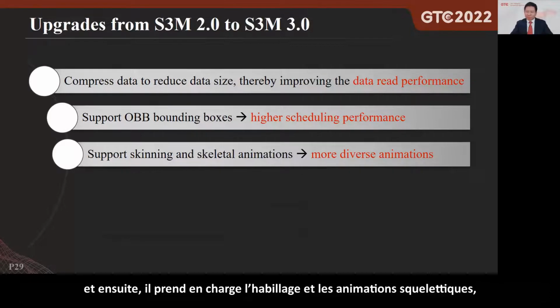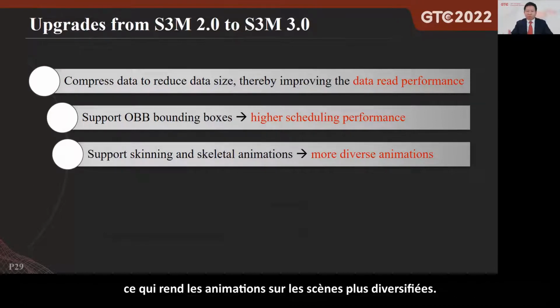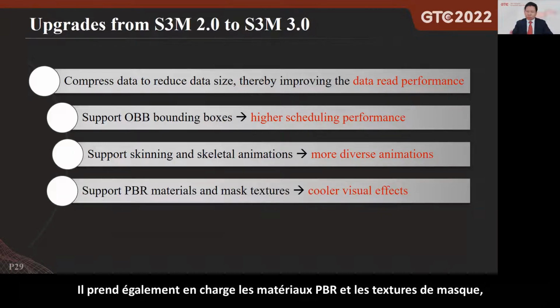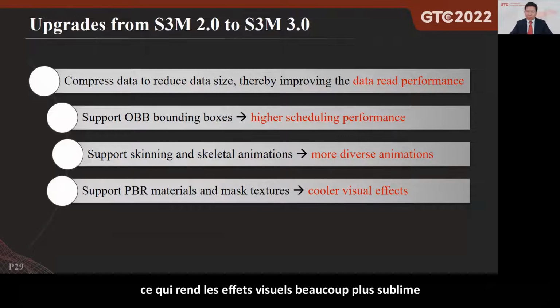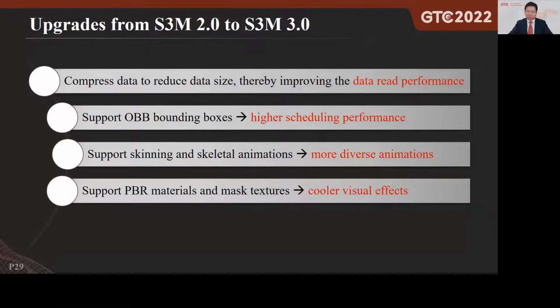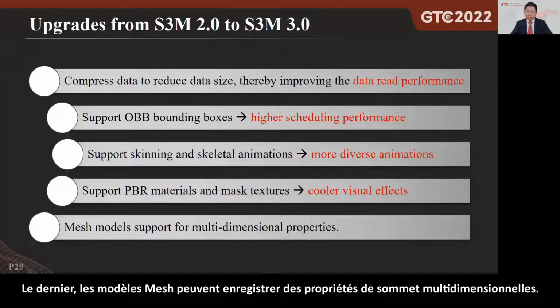And next, it supports skinning and skeletal animations, making animations in the scene more diverse. It also supports PBR materials and mask texture, making visualization effects much cooler. Lastly, the mesh model can save multi-dimensional vertex properties.